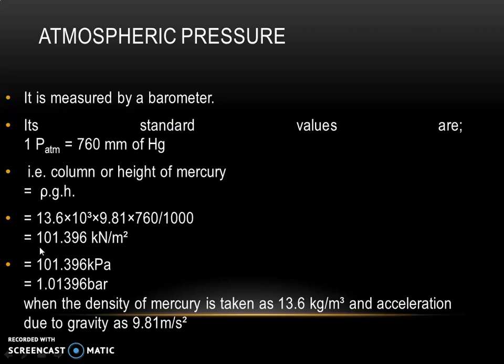So the total value of P atmospheric will be 101.396 kilonewton per square meter, or it can be written as 101.396 kPa or 1.01396 bar.